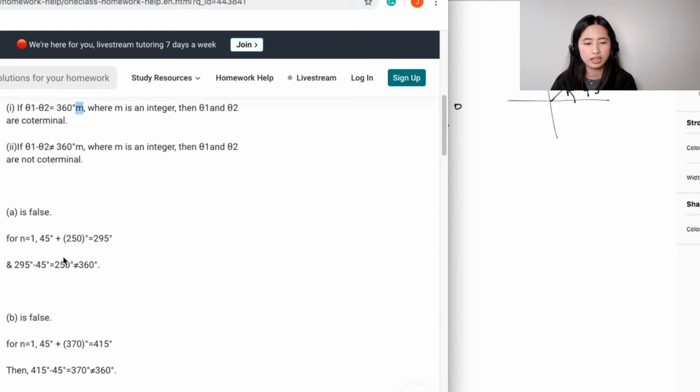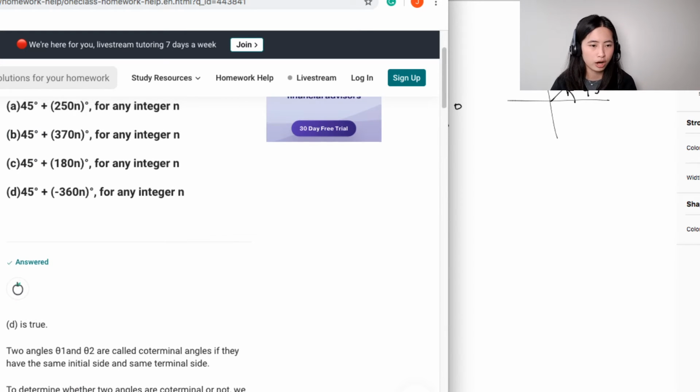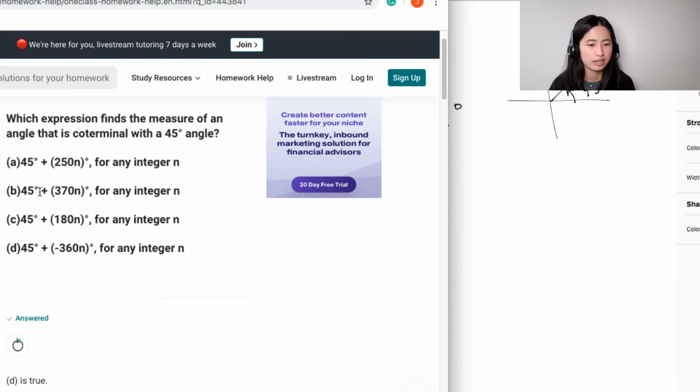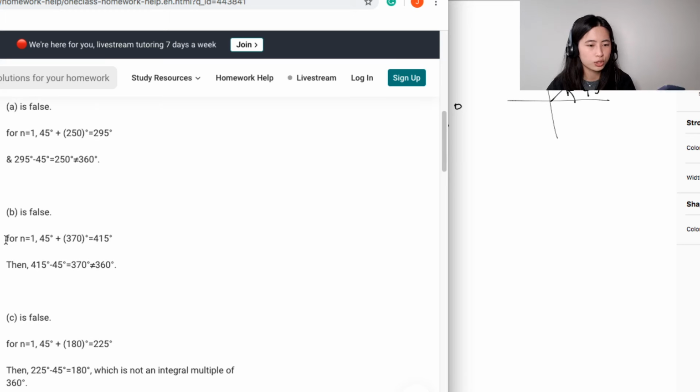So the most important thing here is that 250 degrees is not a multiple of 360, right? That means it's not going to be coterminal. That's why A is false. Now let's move on to part B. For part B, they're saying you have 45 degrees plus 370n degrees for any integer n. Okay, so let's go to B.